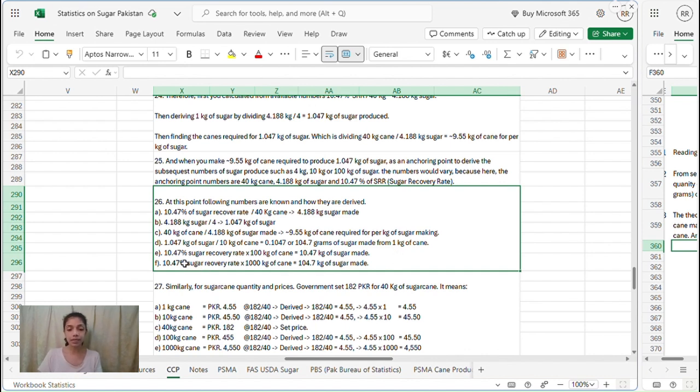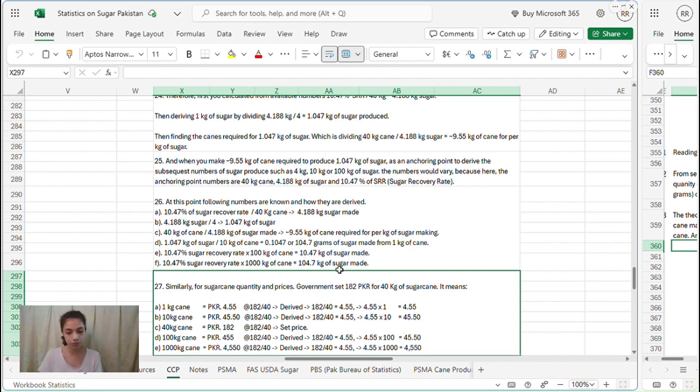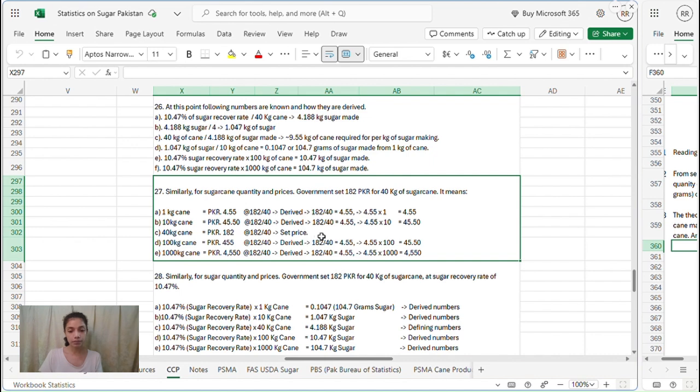So then we had 10.47% sugar recovery rate. When you multiply it with 100 kgs of cane, we are going to get 10 kgs of sugar. And if we multiply sugar recovery rate 10.47% with 1000 kg of cane, we are going to get 104 kgs of sugar. So we had the basic numbers and then we can derive the subsequent numbers. So here are the derivations.